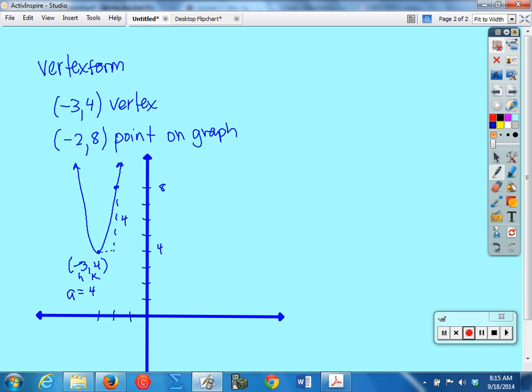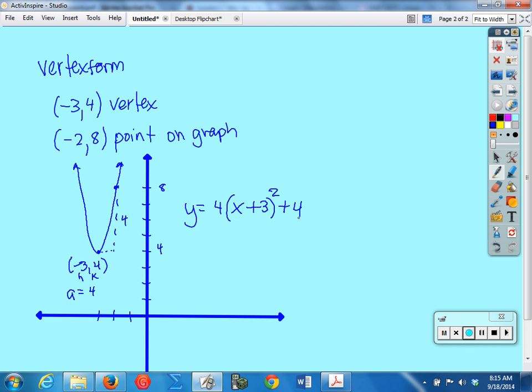I'm going to make a harder one. So what is my a that goes out front? 4. And then I have x minus my h. What is my h? -3, so +3, and then +4. So that's just like the ones we just did, except you had to draw it first.